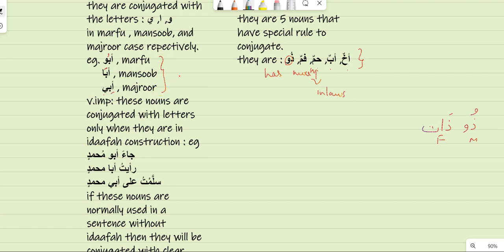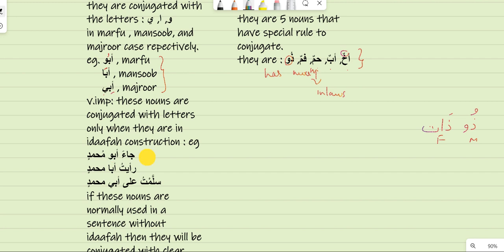And when will you do this? There is another important point. When these nouns come singular, meaning not in an idafa construction, you will use these nouns as akh, ab, ham, and you will put a tanween. But when they are in idafa, then only you are going to put waw, alif, and ya. For example, ja'a abu muhammadin.